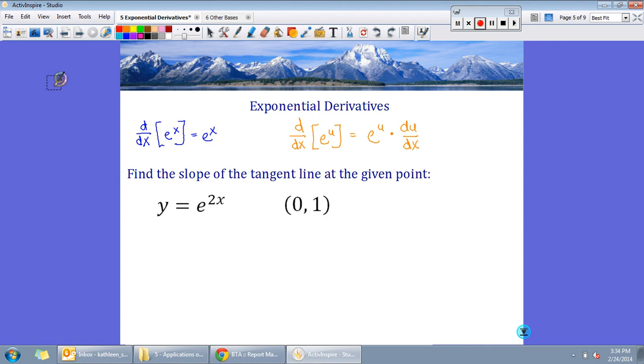Okay, for questions such as this one, find the slope of the tangent line at a given point. You first need to get the derivative. So dy dx equals, you rewrite e to the 2x, and then you multiply by the derivative of your exponent, which is just 2. To get the slope value, we're just plugging in x equals 0 into the 2x here. And so we're going to get 2e to the 0, which is just 2, because anything raised to the 0 power is 1.